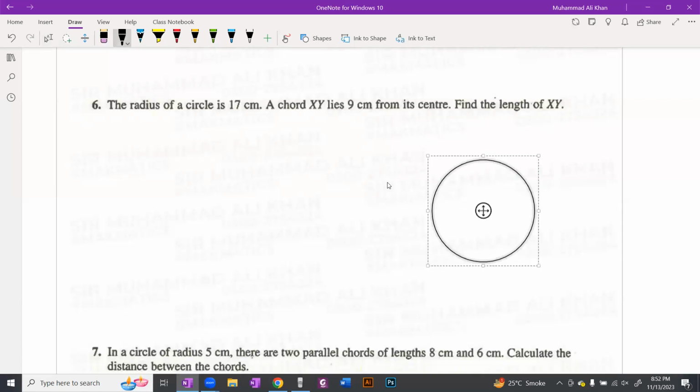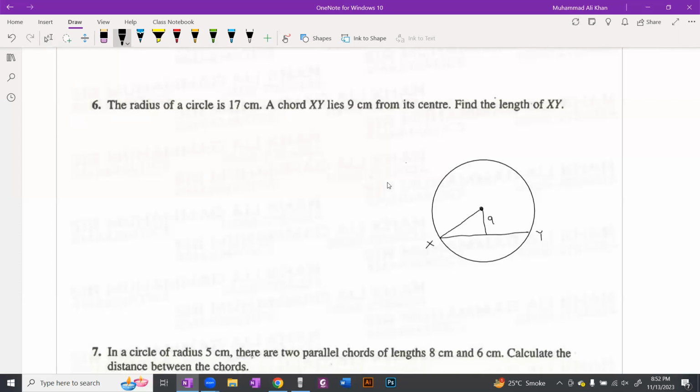The radius of the circle is 17 centimeter. A chord XY lies 9 centimeter from its center. This chord is 9 centimeter away from its center. Find the length of XY. We have to calculate the length of the chord.